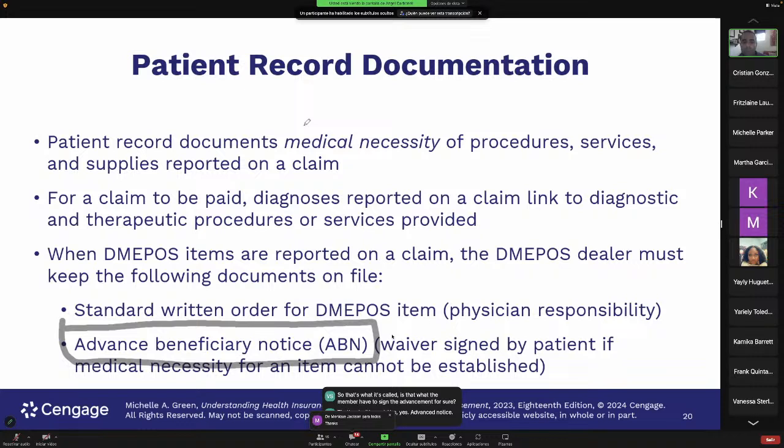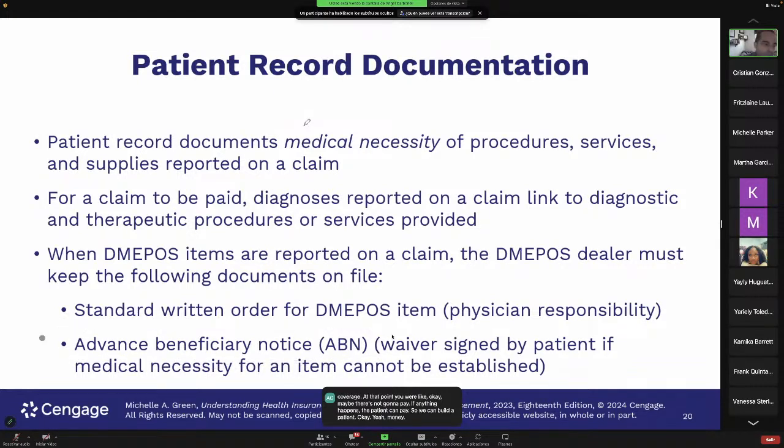So we'll see it when we get to the forms also. Again, it's not saying non-coverage here. It just says advanced beneficiary notice. And the question might not say advanced beneficiary notice; the question might say non-coverage. The last two words are the words that make you remember: advanced beneficiary notice of non-coverage. At that point, you are like, okay, Medicare's not going to pay. If anything happens, the patient can pay, or we can bill the patient.